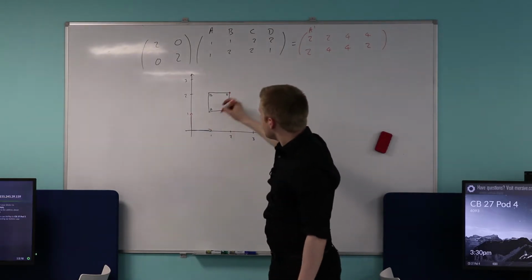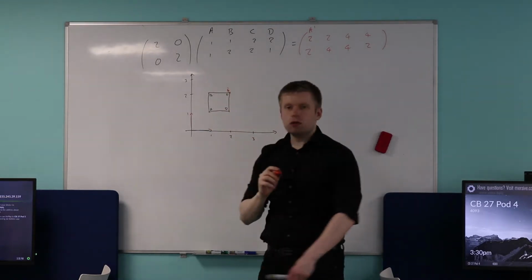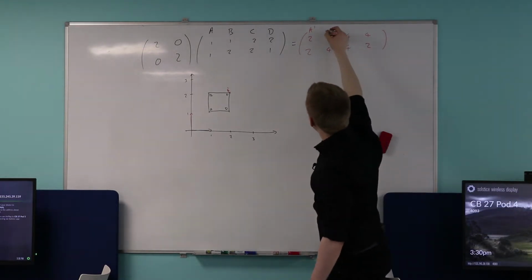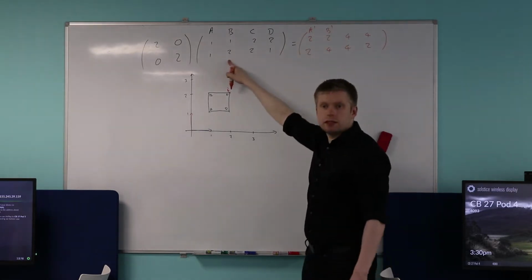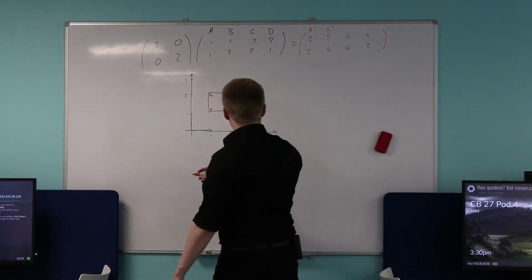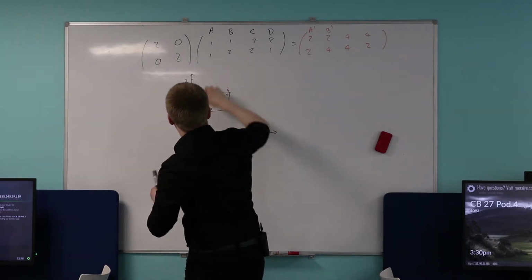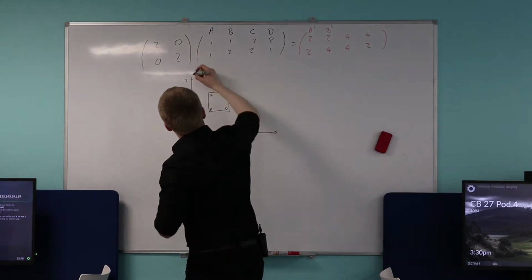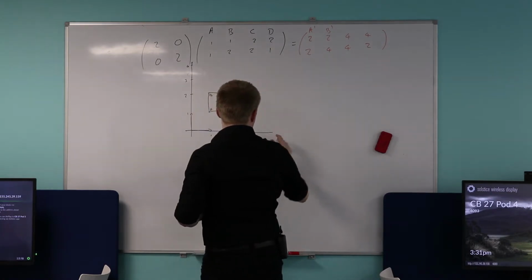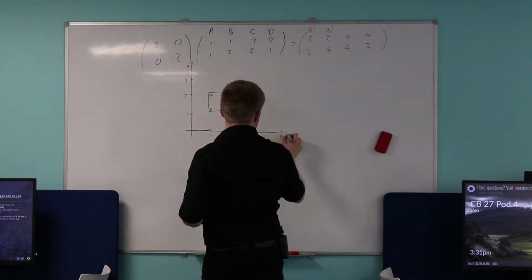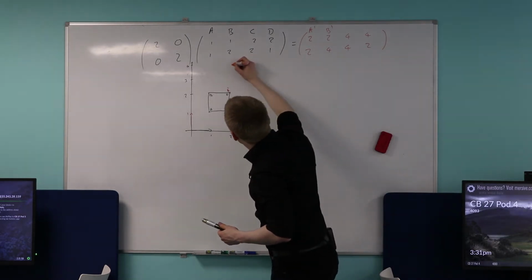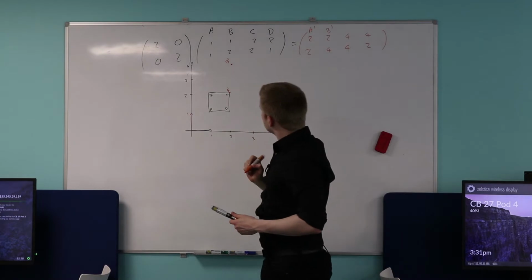So A was here, it now ends up over here. In fact, I'm going to use A dash to show it's the new coordinate of A. This column here corresponds to the new coordinates of B, because the second column was the coordinates of B in my coordinate matrix. So B ends up at 2, 4. In fact, let me make this a little bit longer. There we go. Good. So B ends up at 2, 4. That's new B. All right?